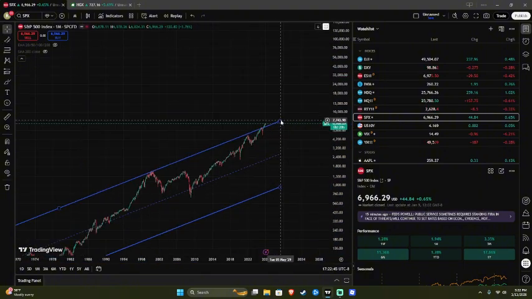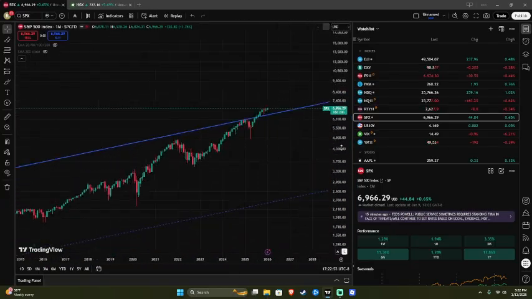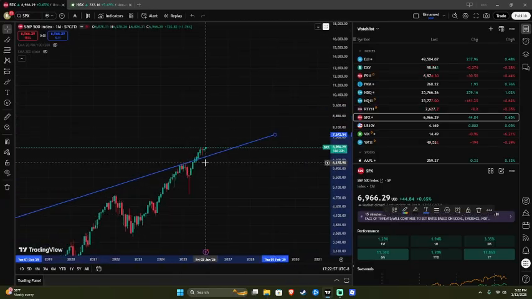And then we're actually kind of above it right now. But we'll see if we could actually stay here for a little bit longer. We might actually retest this area here around 6,500.